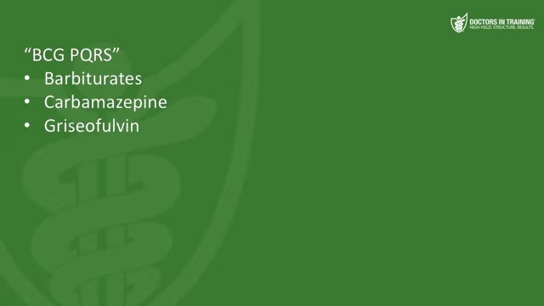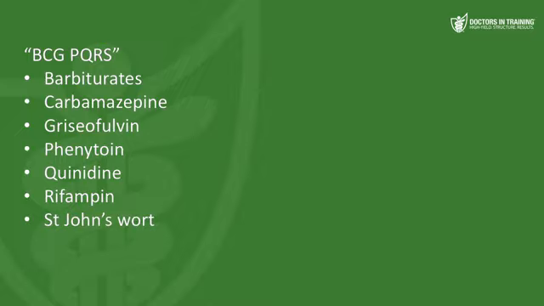Another mnemonic we like to use for inducers is BCG PQRS. The B is for barbiturates, the C for carbamazepine, the G is for griseofulvin, the P is for phenytoin, Q quinidine, R rifampin, S for St. John's wort, and also chronic alcohol use.